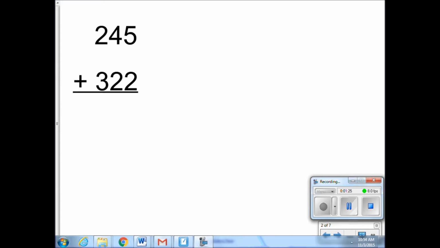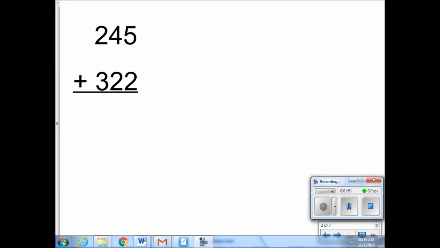So we say we've got an addition problem. 245 plus 322. So we call both of these numbers what, everybody? Add-ins. They're called add-ins because the operation we're using is addition, so these are add-ins. When we're going to add using place value, we're going to give value to each place in this number.